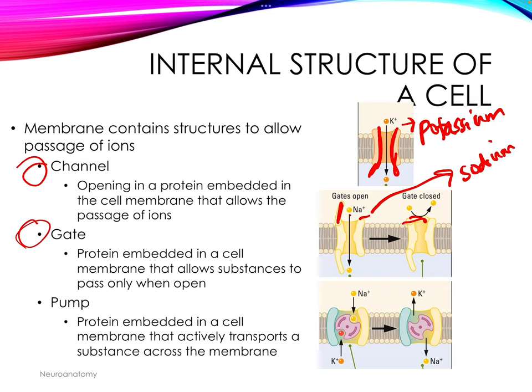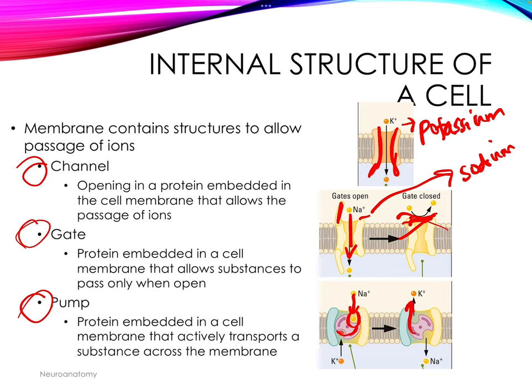It will only allow certain ions to come in when it's open, and when it's closed, this gate is not allowing anything in. Then finally, we have a pump, which is a more complex version of a gate. What this does is it transports substances across the membrane. Here is an example of allowing sodium in while rotating potassium out.